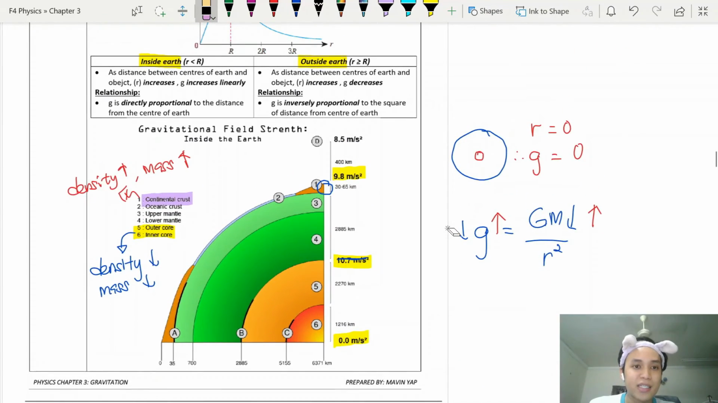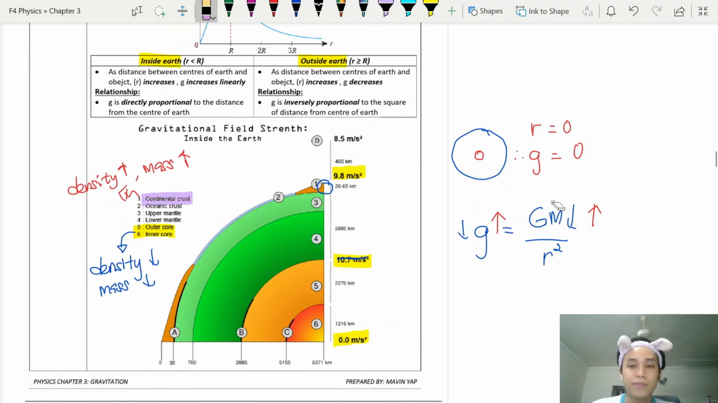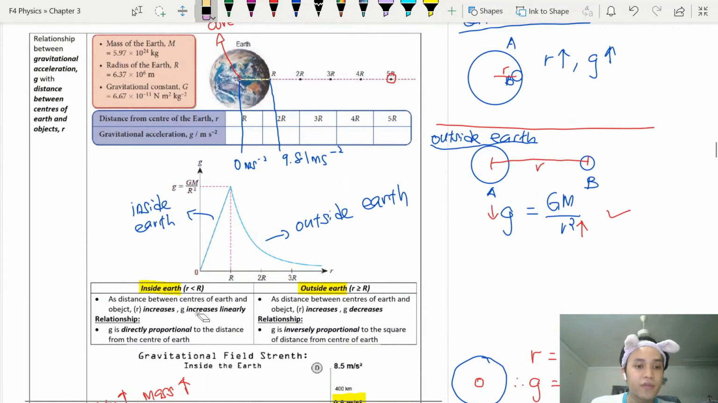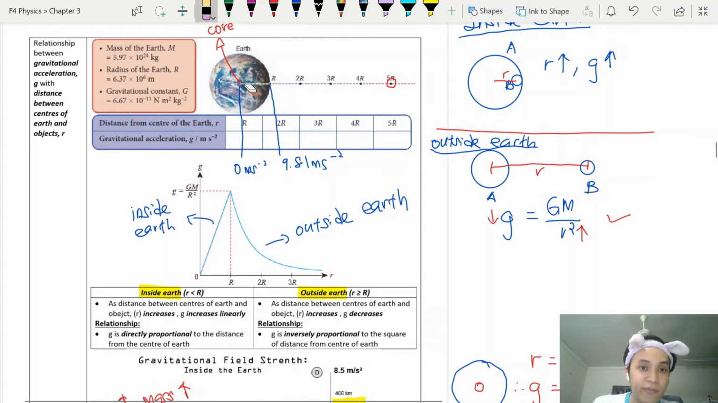Done for this part. So I hope everyone could understand why inside Earth, as the distance between the object and the center of the Earth, meaning the core, increases, your gravitational acceleration will increase. And then remember when we say inside Earth, meaning the core, not on the surface.